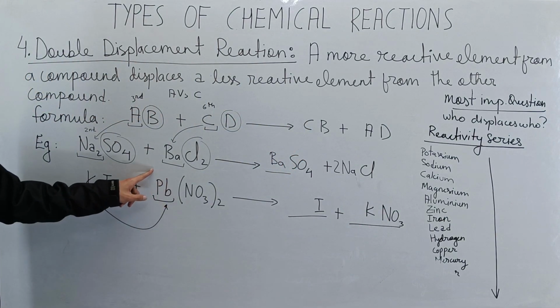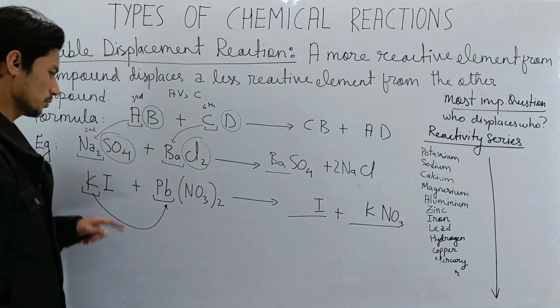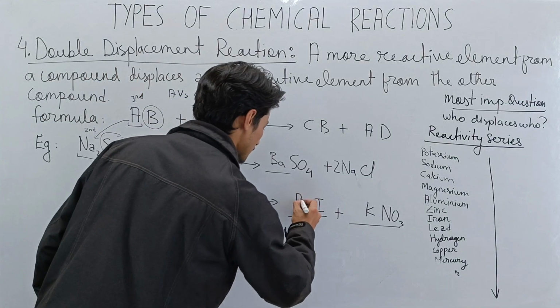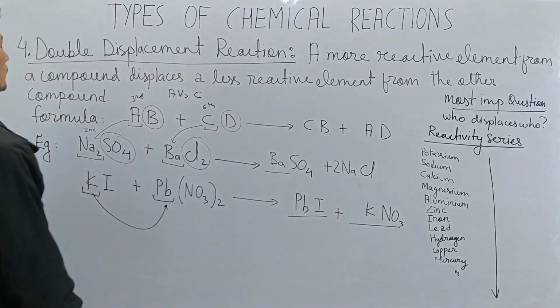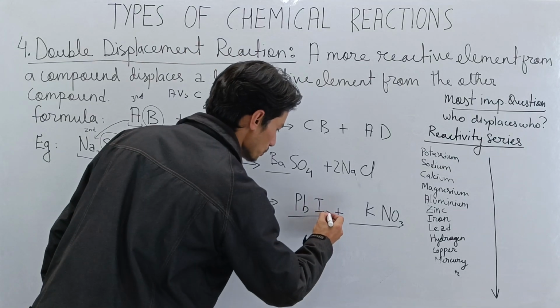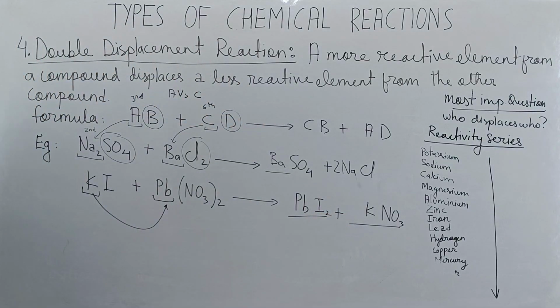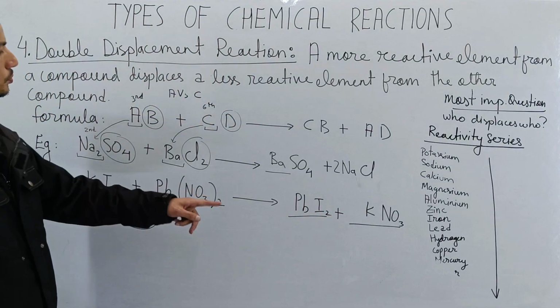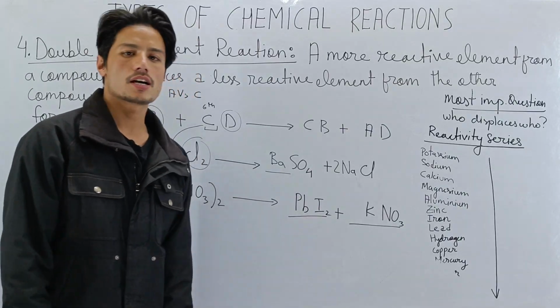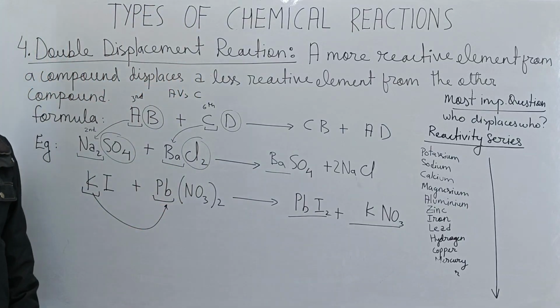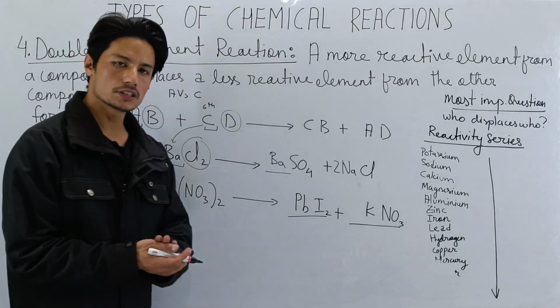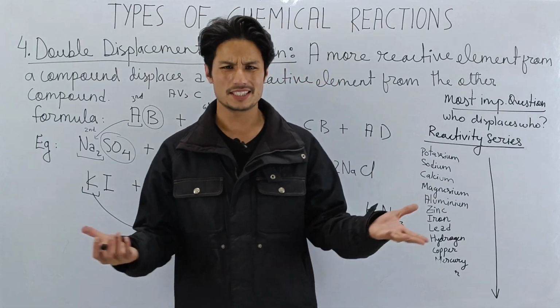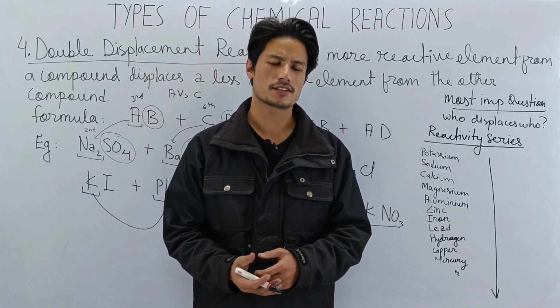Where will lead go? Lead will go and take the place vacated by K. So lead will be found here, PbI2. I think everything is alright. PbI2 plus KNO3. So this is how double displacement works. I hope you all understood. Was it easy? It was very easy.